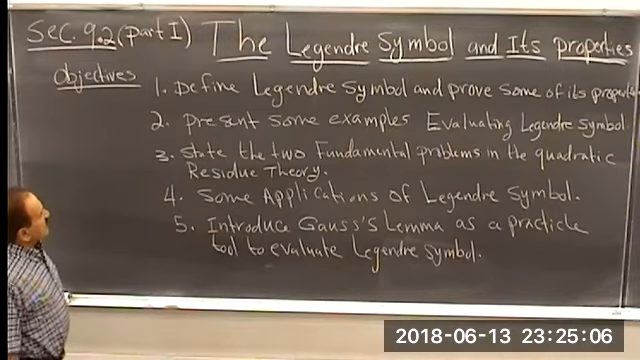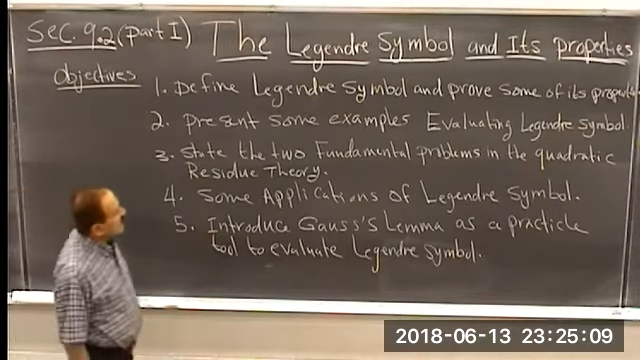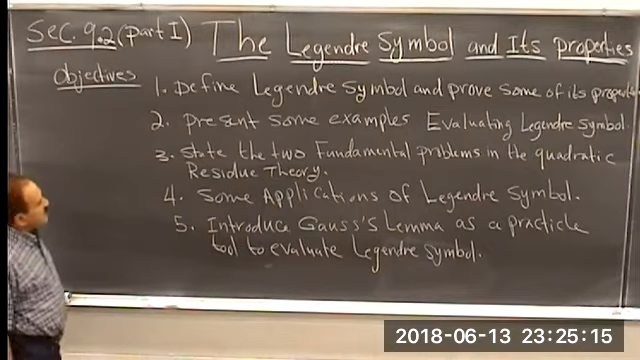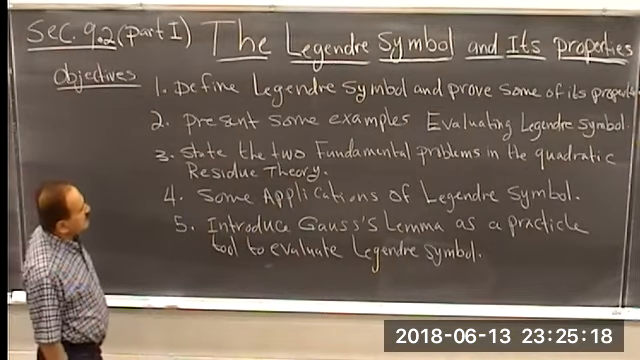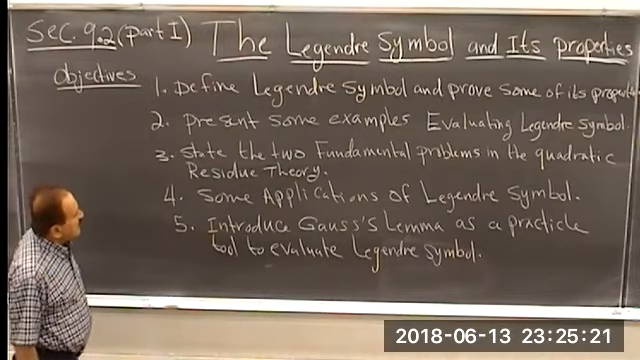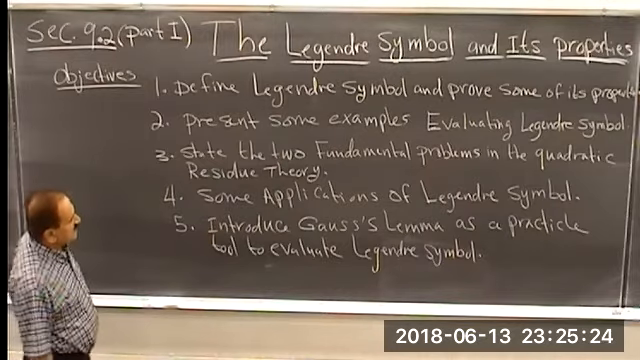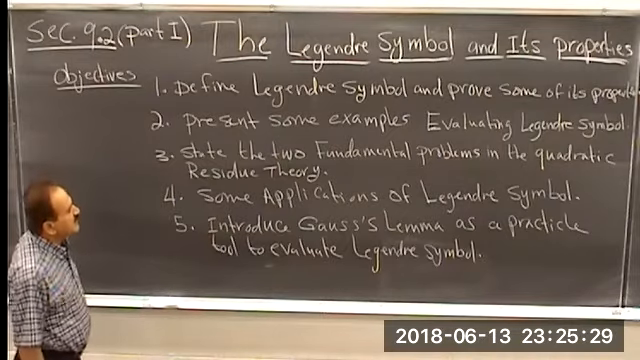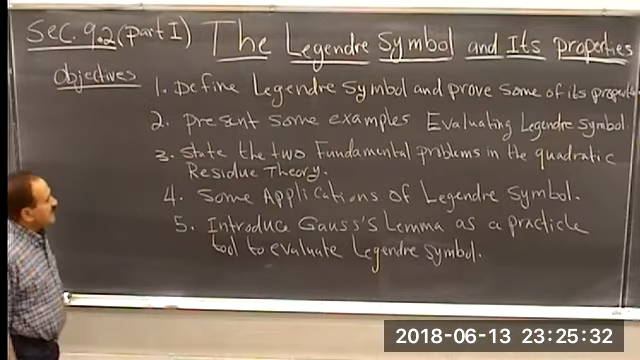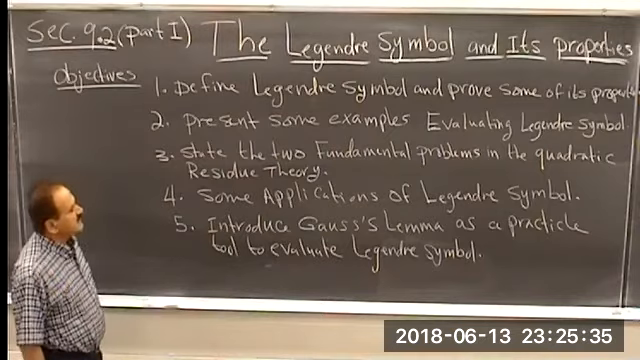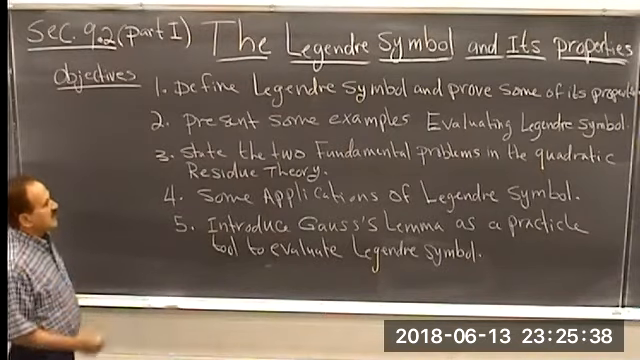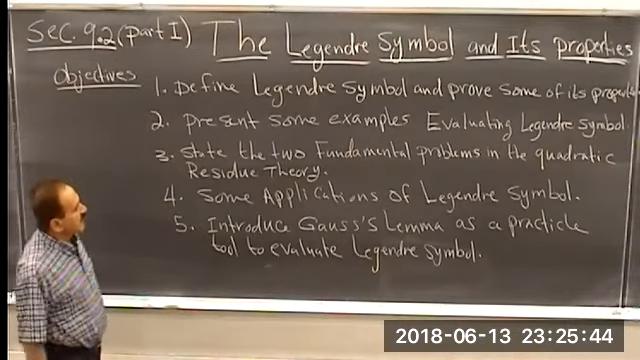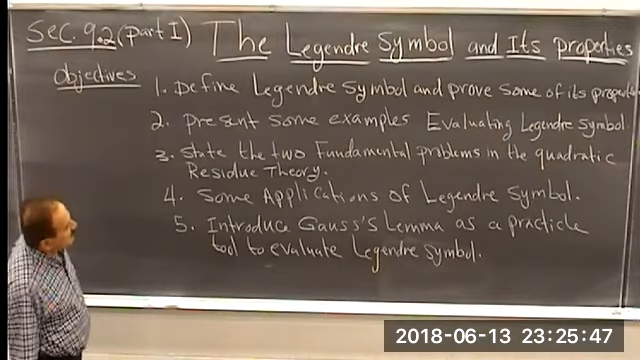So we're going to start with defining the Legendre symbol and prove some of its properties. Then we're going to follow this with some examples of evaluating Legendre symbols using its properties. Then we're going to state the two fundamental problems in the quadratic residue theory. What are we interested in when we're talking about the quadratic residues? Remember, a quadratic residue is an integer that is a solution for the simple quadratic equation x squared is congruent to a mod n, where n is an integer bigger than 1.